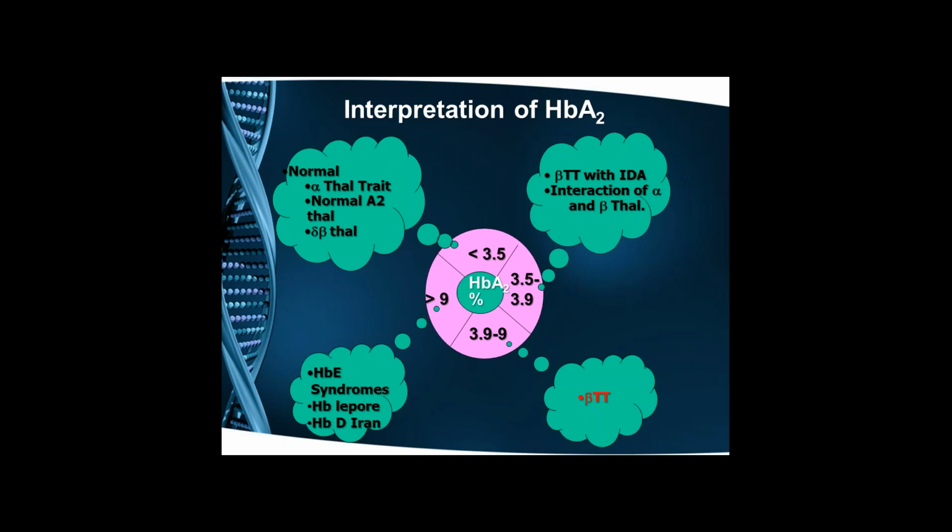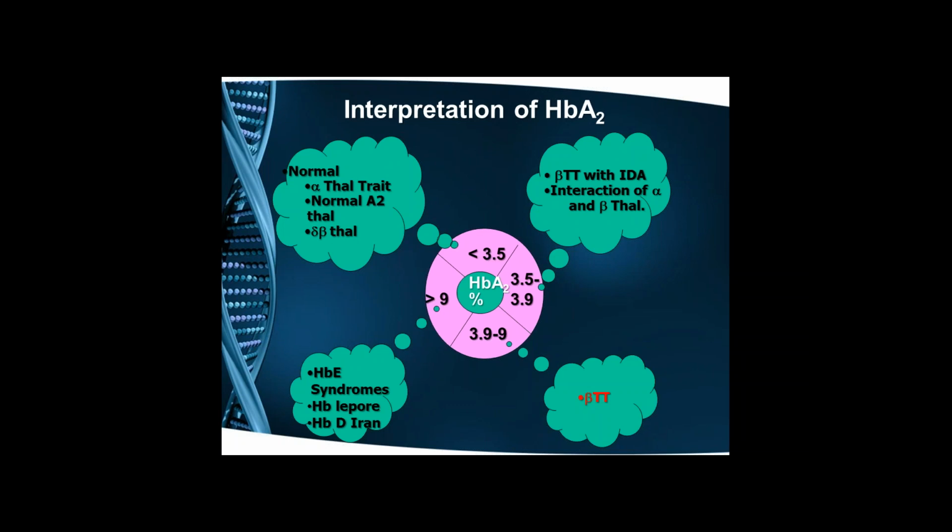So if A2 is less than 3.5, it is normal, but if it is less than 2, then the features are suggestive of alpha thalassemia. So we have to look at the value of A2 also. If it is less than 2, it is suggestive of alpha thalassemia trait or delta beta thalassemia.